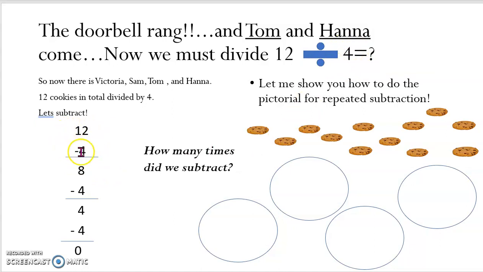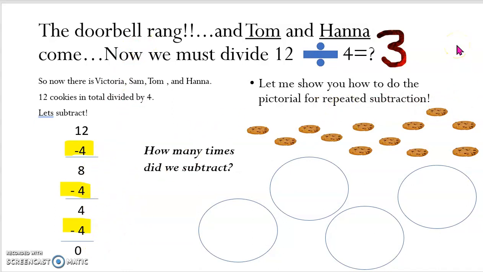We start at the total. 12 minus 4 equals 8. Minus 4, remember we have to reach 0, equals 4. Minus 4 equals 0. So we are done. Now how do we get our answer? How many times did we subtract? I'm sorry. We subtracted 1, 2, 3 times. So 12 divided by 4 equals 3. Okay? 12 divided by 4 equals 3. This is how you do repeated subtraction.